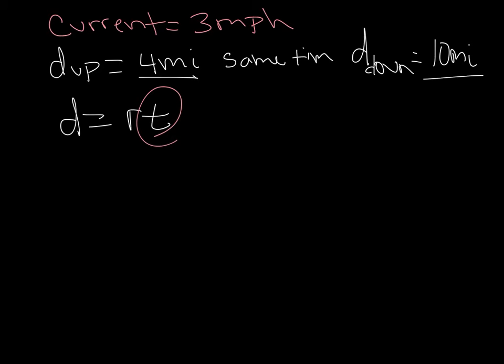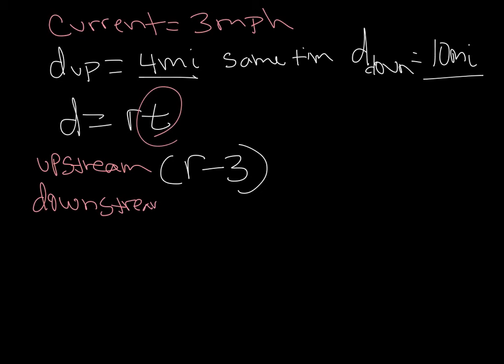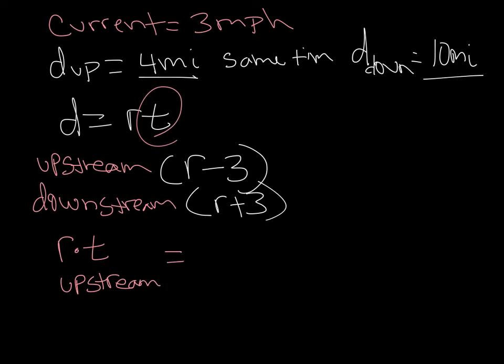So you can think about it like this. If the current is 3 miles per hour, that means when she's paddling upstream, she's going against the current. So the upstream rate would look like the rate in still water minus 3, because you're going against the current. The rate going downstream is going to look like r plus 3, because you're going with the current. Okay, so if we know that the time is the same, then basically the r times t upstream has to equal the rate times the time downstream.